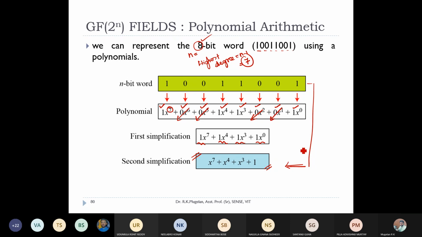Right. How many of you understood this part of converting an 8-bit word into a polynomial? Can you raise your hands? Thank you, Venkat. Thank you, Arun. Okay. So anyone who has any doubt or any confusion regarding this, you are most welcome to ask. If you have any doubt, you can ask me now.